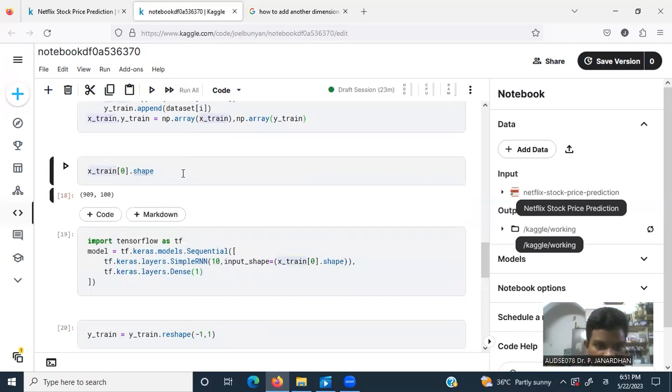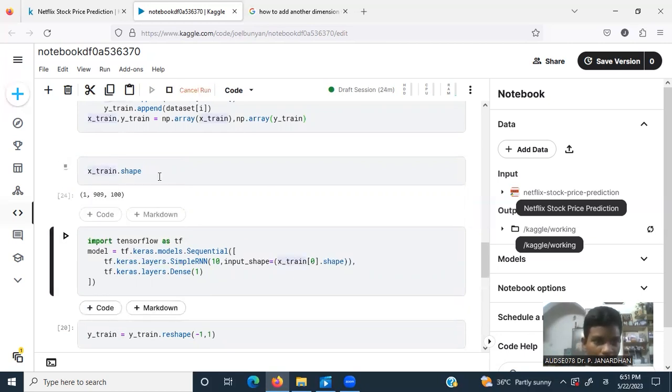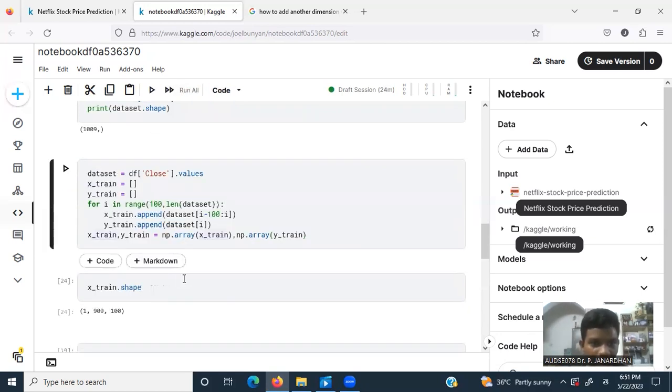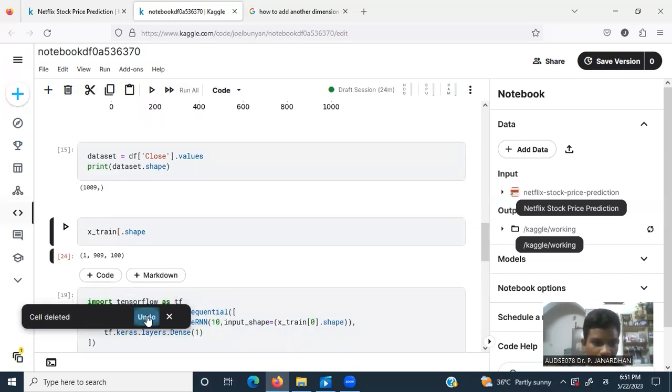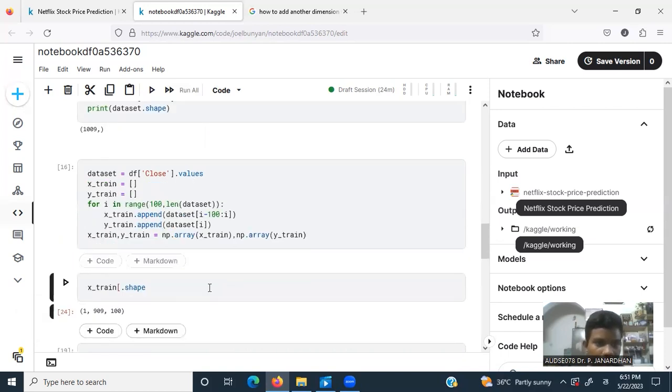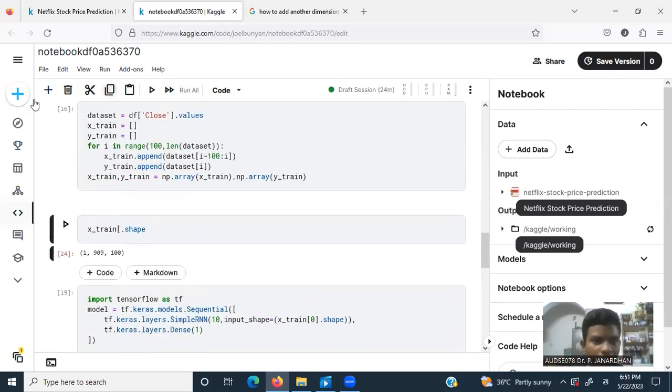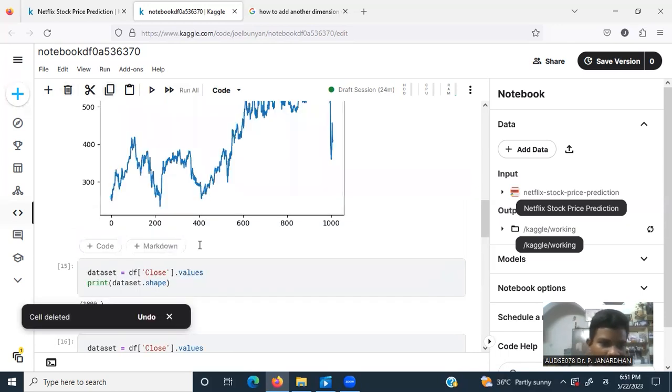Okay, expected 2 dimensions and, wait, extra. Okay, only the first sample has this shape. I don't know what is X_train.shape. I think there is a problem. Okay, this is a problem. Sorry for that. Okay, so this is a problem. I think I have found a solution here.